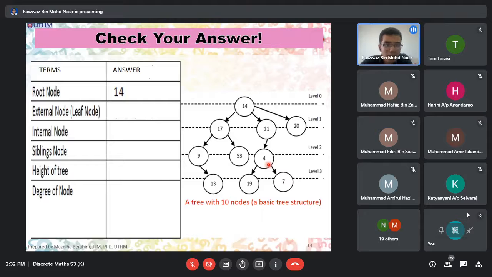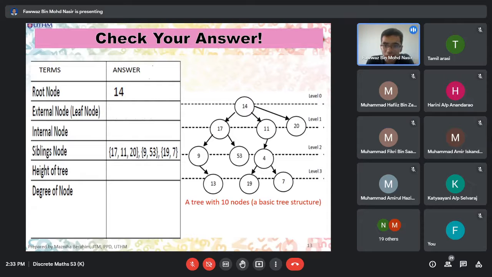Okay, kemudian sibling nodes. Okay, sibling nodes, kita just tengok mana-mana node yang ada sibling. Okay, for instance 17, 11 and 20 ni are siblings. Okay, 9 and 53 are siblings. Okay, then 19 and 7 are also siblings. Okay, so kita akan dapat all the siblings based on this tree.